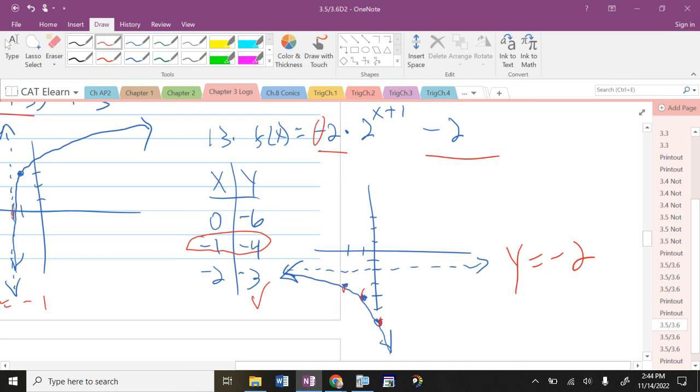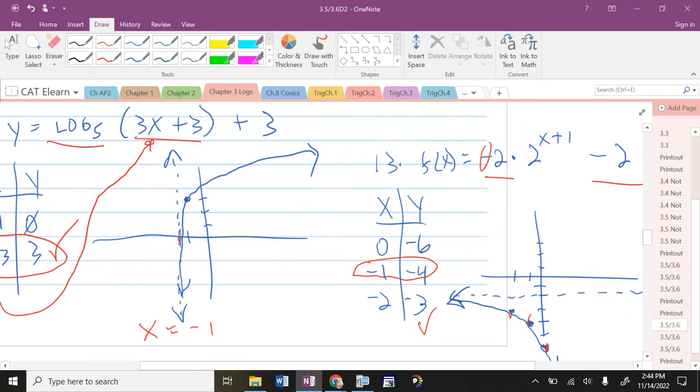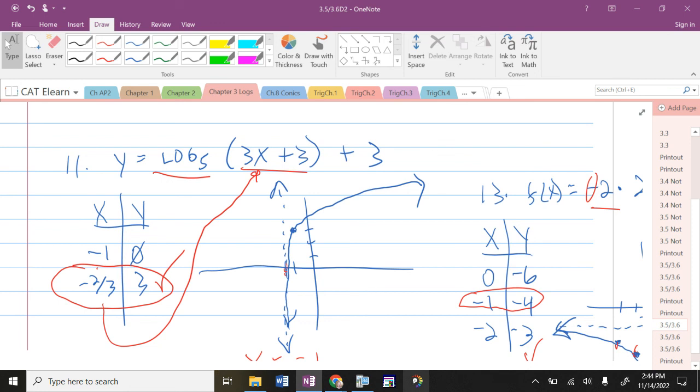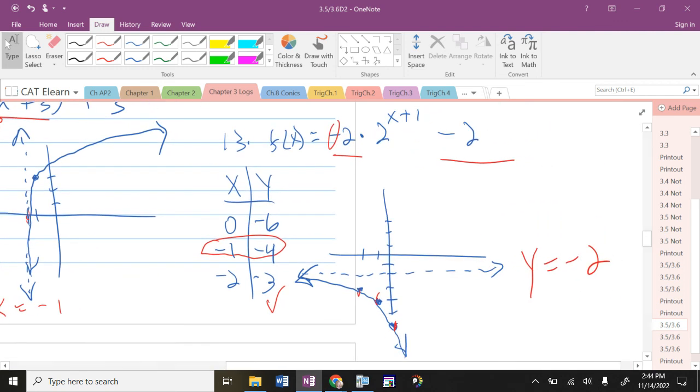So anyway, exponentials have horizontal asymptotes. Logarithms have vertical asymptotes. For a logarithm, I at least want 1 point, sometimes 2 if the base is nice. For exponentials, I want 3.